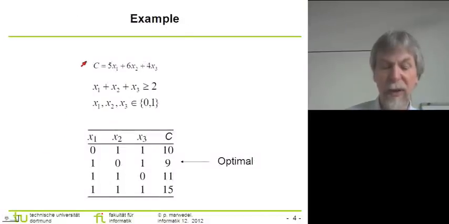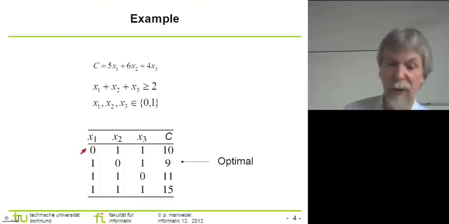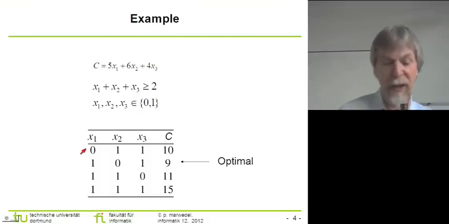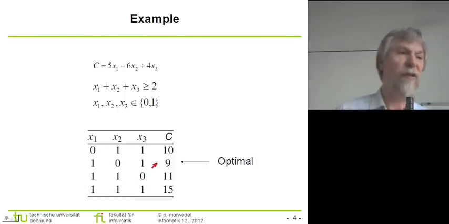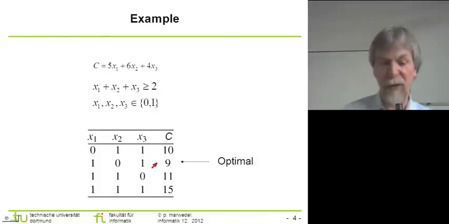As an example, I'd like to use this very simple case where we have a cost function involving 3 different variables, and we might have a single constraint. In addition, we assume that all these variables should be binary variables. They should either be 1 or 0. Then among all the possible cases, we consider only those where at least 2 of the variables have a value of 1. And for all the possible cases, we compute the cost function, and obviously this second row is the one which is leading to the minimum value of this cost function.